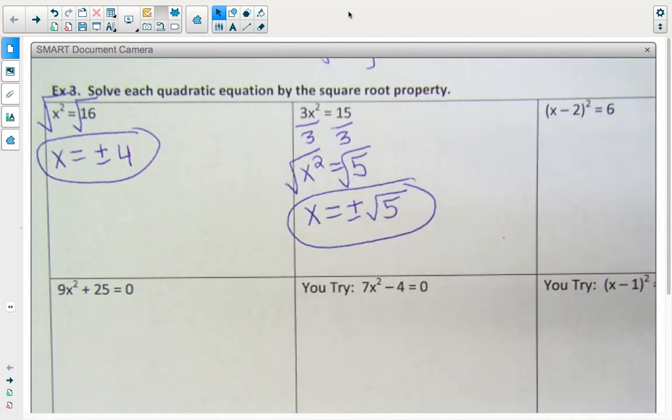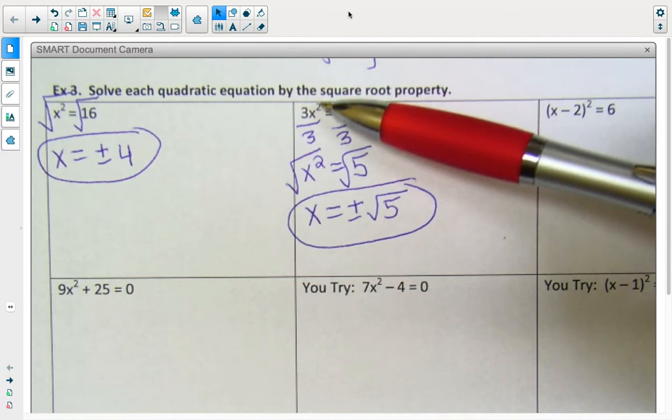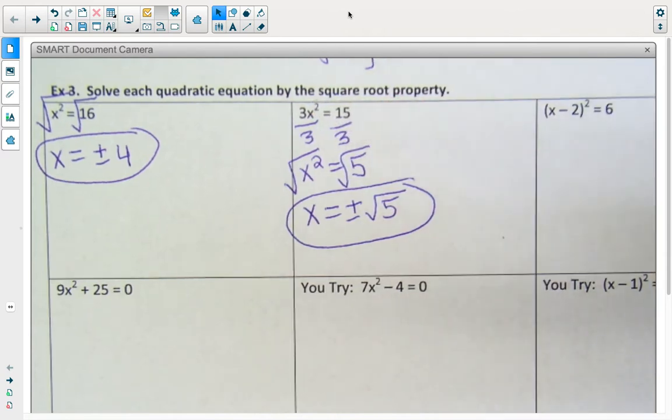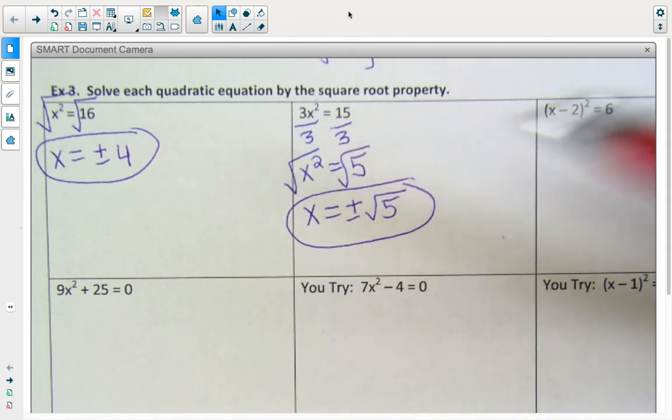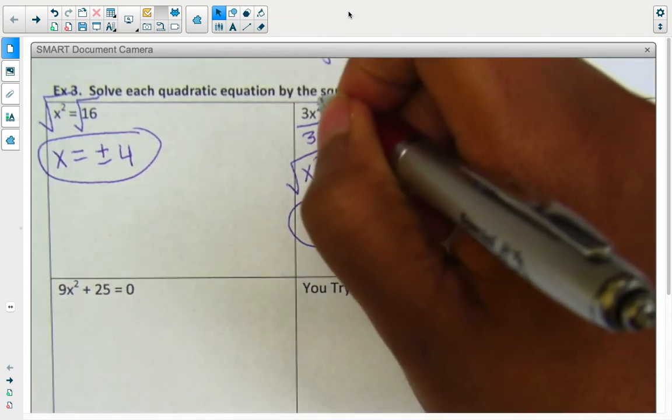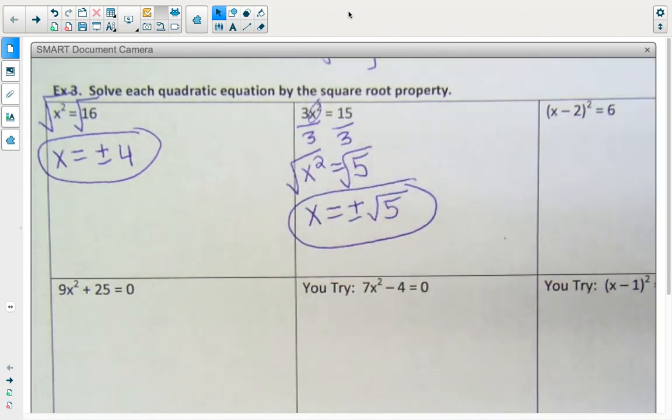So when you're using the square root method, you need to get the x squared part of the problem all by itself before you start taking the square root. So you cannot take the square root of the problem right here at the beginning. We had to get the x squared part by itself first before we take the square root.